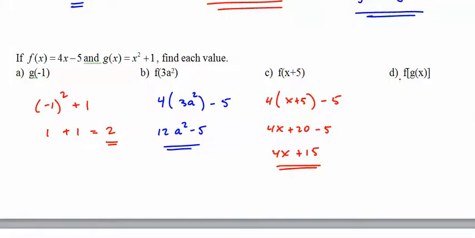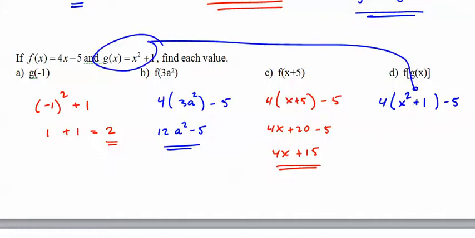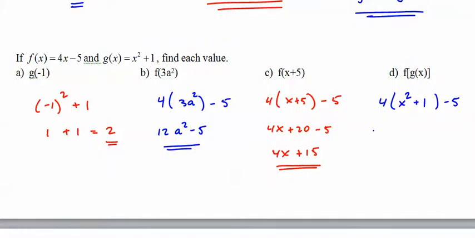And the hard one, f of g of x. So f, like I said, is 4, big blank, minus 5. G of x is x squared plus 1. Just plug it in right where there's a variable: 4x squared plus 4 minus 5, which is 4x squared minus 1.